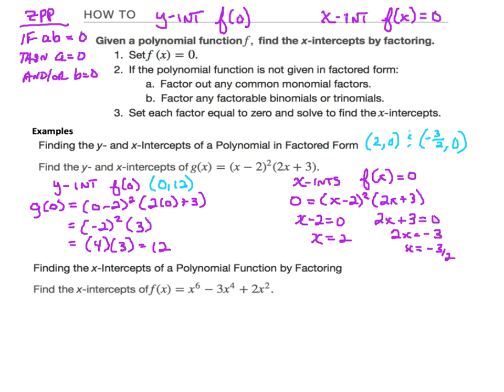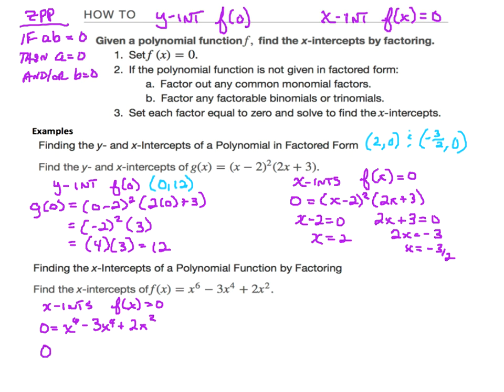Okay, for this next one, we're just asked to find x-intercepts. They don't ask us to find the y-intercept, but you could find that easily enough, no problem. But for the sake of room on the screen and time, I'll just find the x-intercepts like they've asked. So whenever I find x-intercepts, I plug in 0 for f of x. So 0 equals x to the 6th minus 3x to the 4th plus 2x squared.